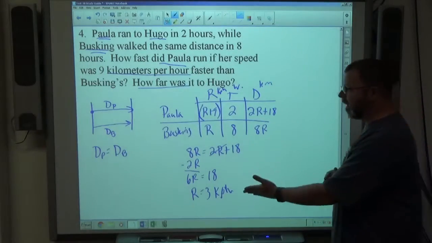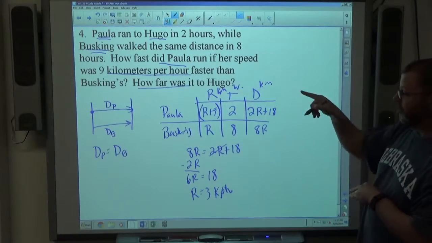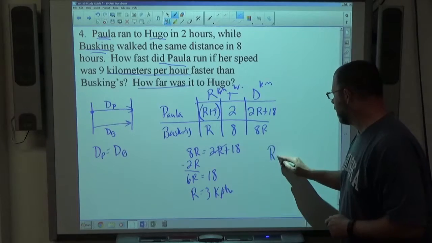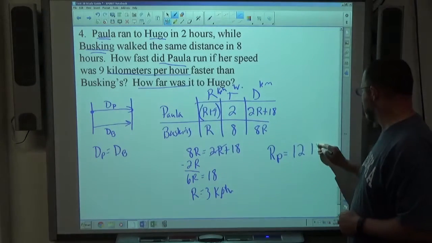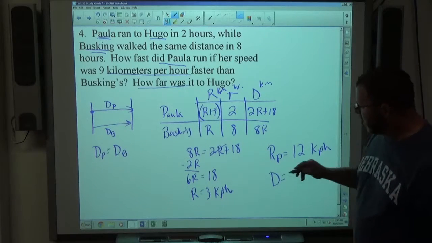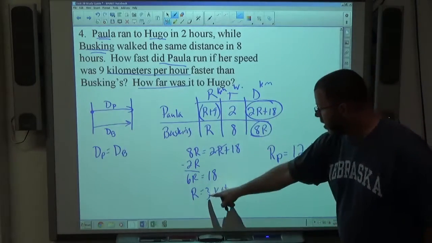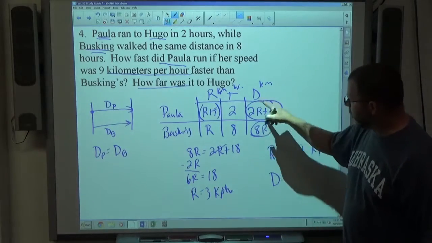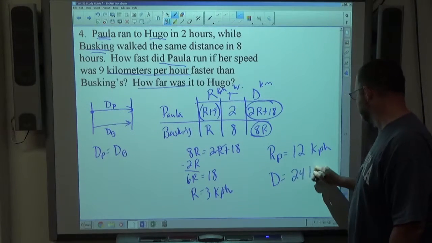So what we found, R is his speed, but we don't care about his speed. It says how fast did she run. So make sure that the rate of Paula is what we're looking for. 3 plus 9 is equal to 12 kilometers per hour. The other question is distance to Busking. The distance is either 8R or 2R plus 18, take your pick. R equals 3, 8 times 3 is 24, 2 times 3 is 6, plus 18 is 24. Either way, it's 24 kilometers.